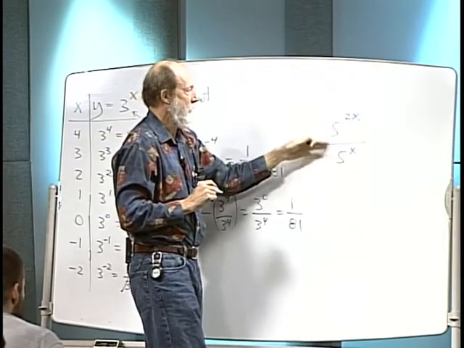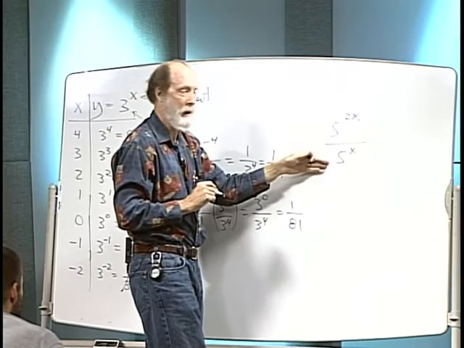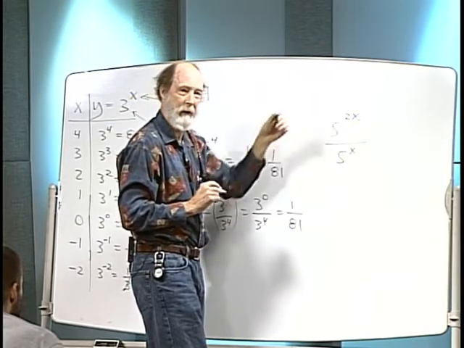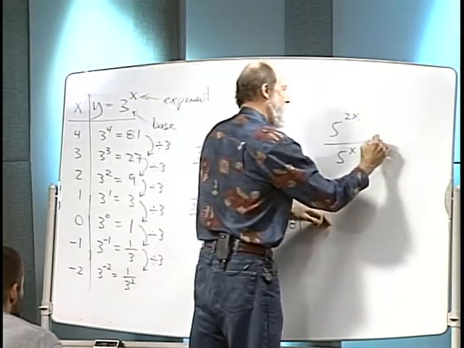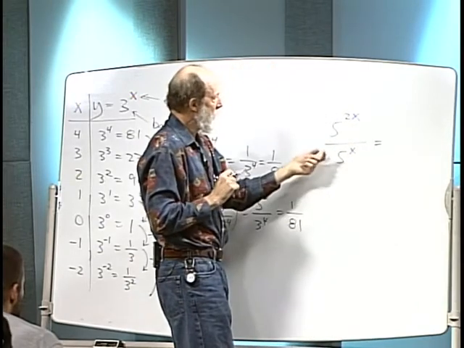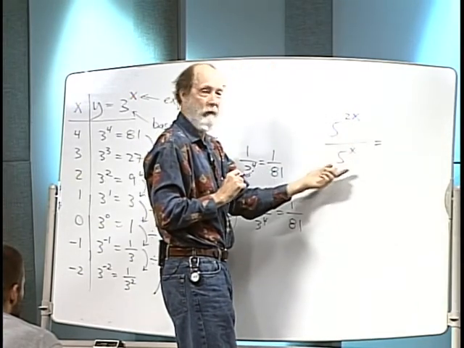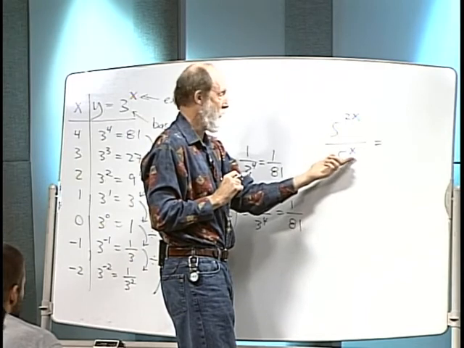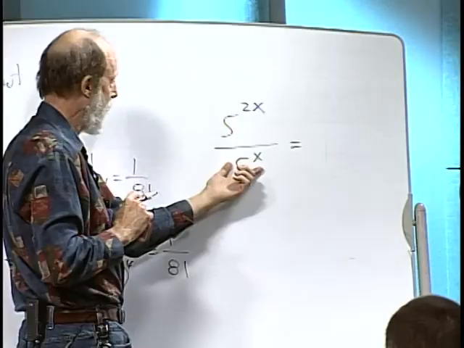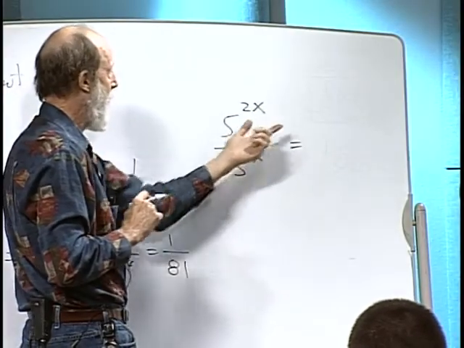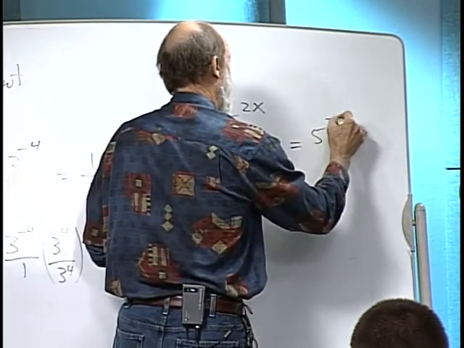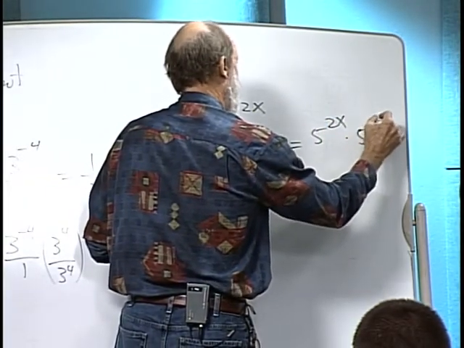Notice that the bases are common. The bases are common, but we have variable exponents here. So what we could do to play with this is we could move one of these across the fraction bar and change the sign of the exponent. So if I took this thing down here and moved it up top, it becomes 5 to the negative x, doesn't it?